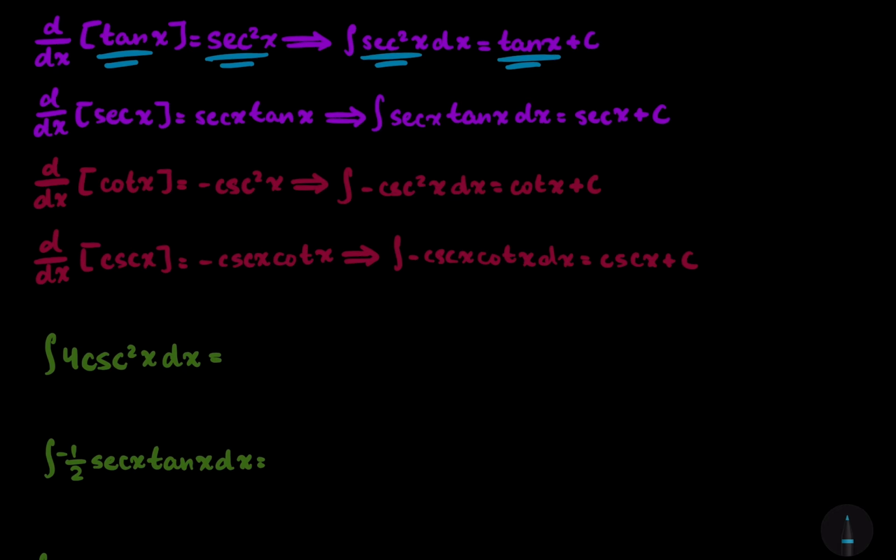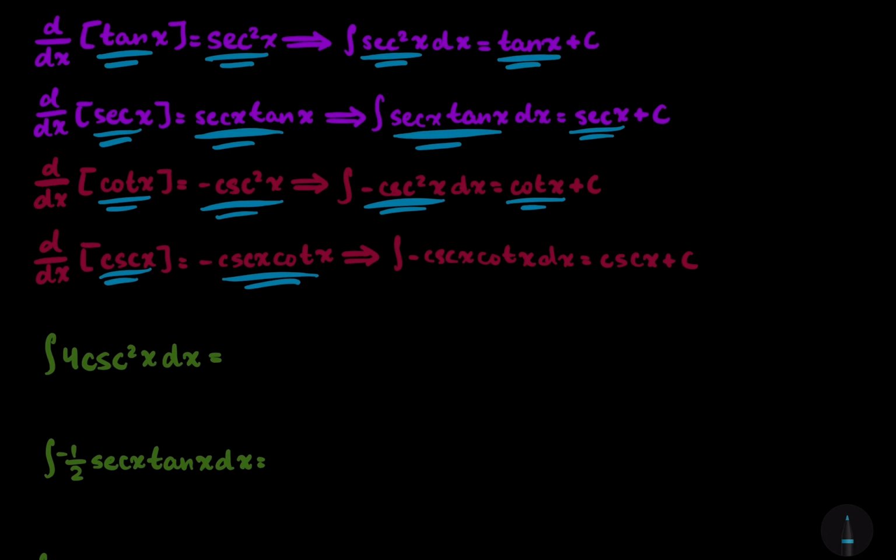And then we take the derivative of secant of x. We know that that's equal to secant of x tangent of x, and hence the indefinite integral of secant x tangent x dx is equal to secant of x. And you can cover these ones as well for the complementary trig functions. The derivative with respect to x of cotangent is equal to negative cosecant squared, and hence the integral of negative cosecant squared of x is equal to cotangent of x plus c. And then the derivative of cosecant of x is equal to negative cosecant of x cotangent of x, and hence the integral of negative cosecant of x cotangent of x dx is equal to cosecant x plus c.